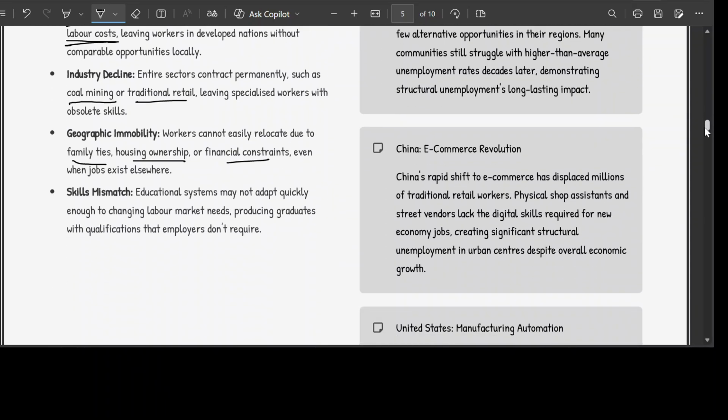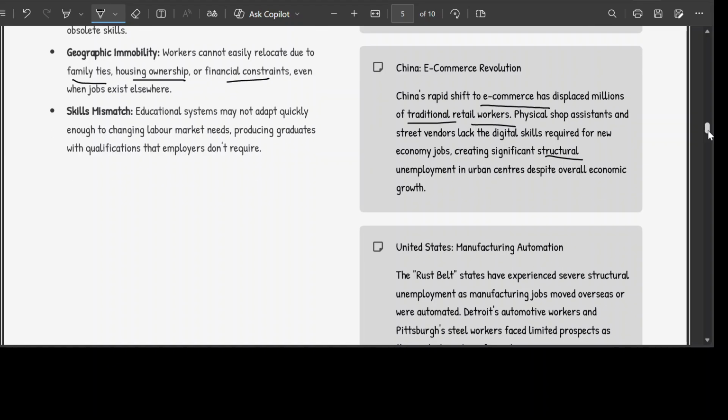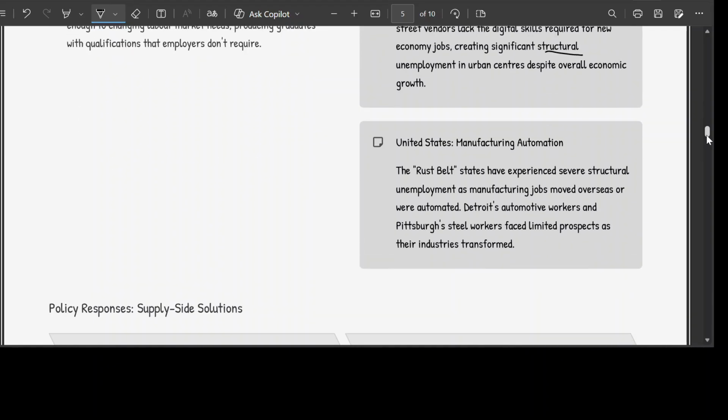Another example is China's e-commerce revolution, wherein China's rapid shift towards e-commerce has displaced millions of traditional retail workers. The physical shop assistants and street vendors lack the digital skills required for the new economic jobs, creating structural unemployment.